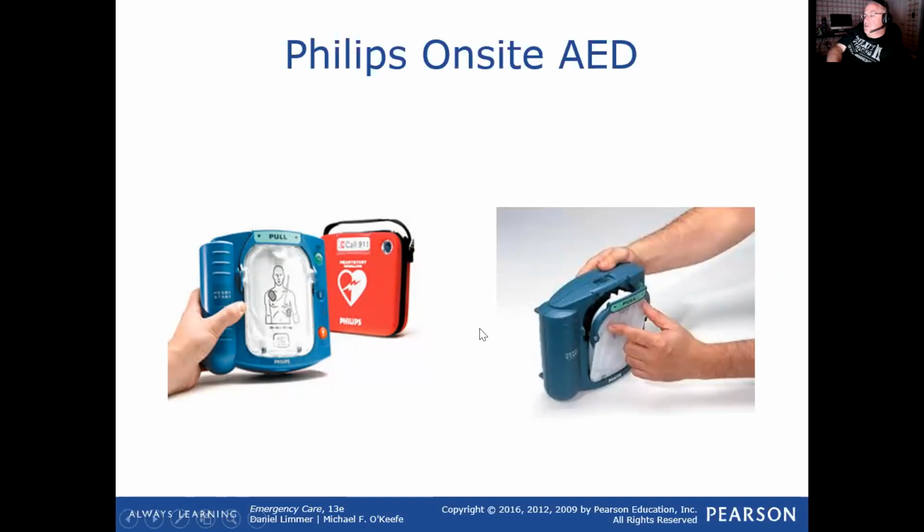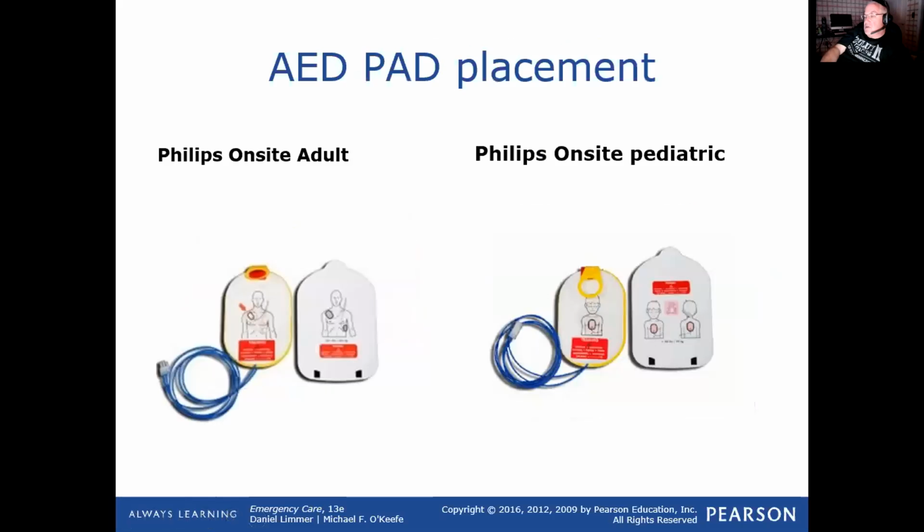This is a cartridge system where you could pop out and put the adult and pediatric pads in, depending on which one you want to use. So this is the adult pads. This is the pediatric pads. You see the difference in the pictures of where they go on the patient's chest, right?